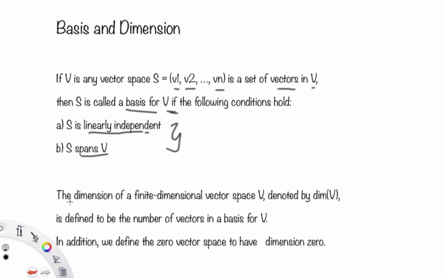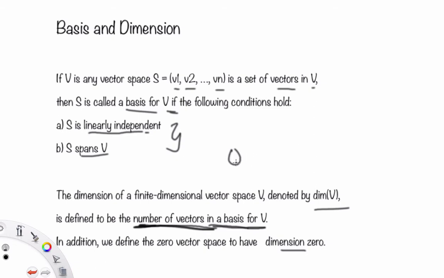And the second one, we discuss the dimension, where the dimension of a finite dimensional vector space V, denoted by dim V, where dim stands for dimension, is defined to be the number of vectors in a basis for V. So it refers to the number of vectors in the basis for V. In addition, we define the zero vector space to have dimension 0. So even the zero vector space, we can say that it has dimension 0.